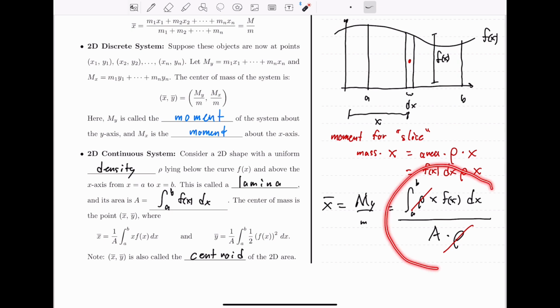And here is the expression for x bar. Notice that this is exactly the formula that we have over here. So that's the expression for the x value of the center of mass.